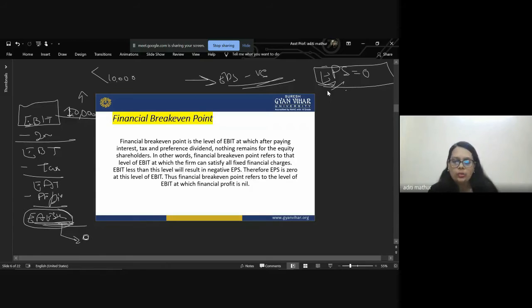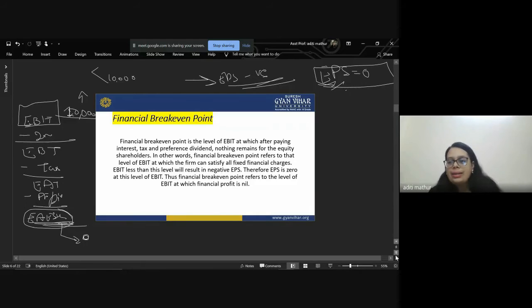And we don't want that situation, right? We want the shareholders to be happy and we are creating wealth for the organization. Our ultimate motto of financial management, of corporate financial management, is to have maximum wealth, right? Wealth creation. So for that, we should know at what point our EPS is going to be 0.